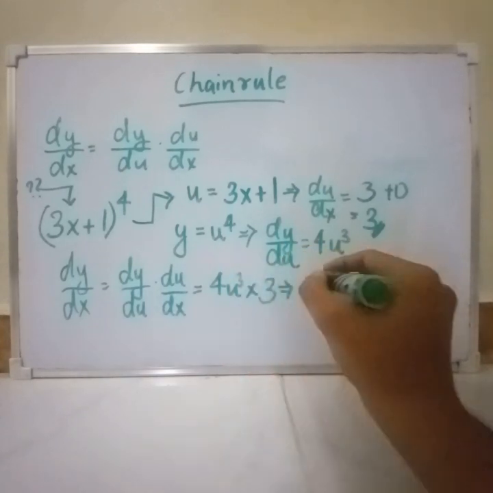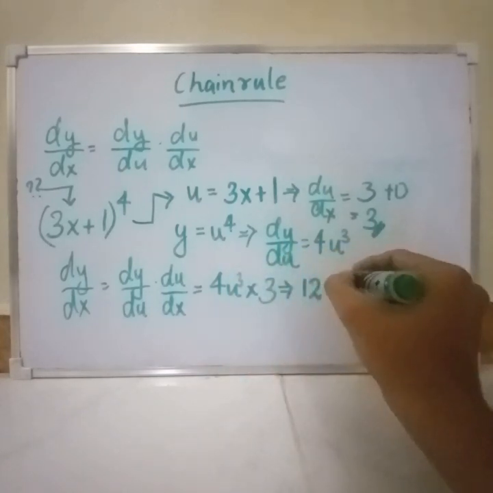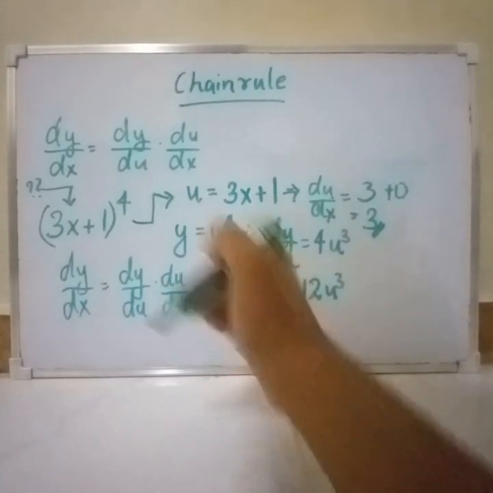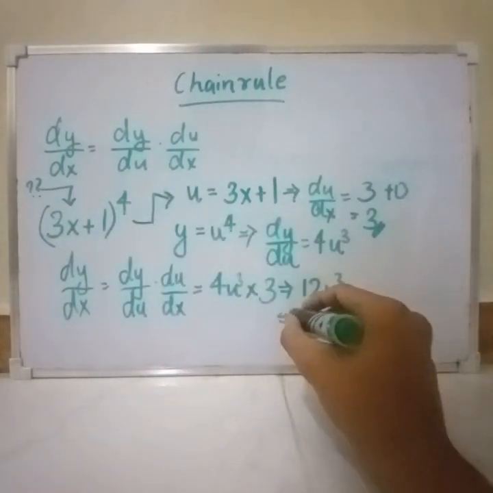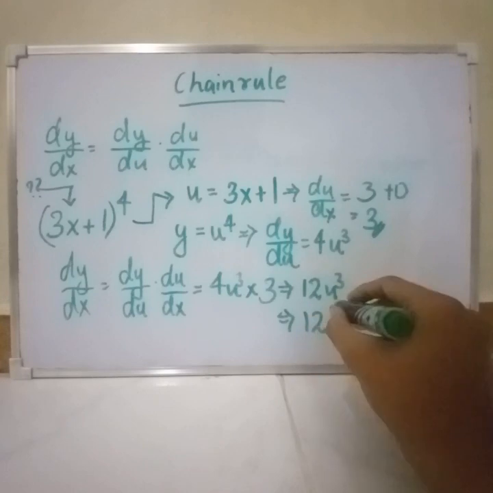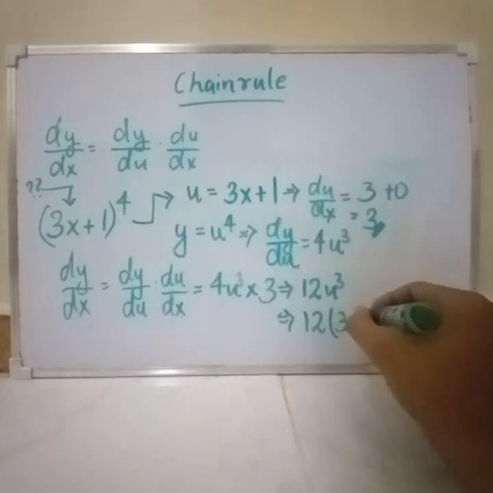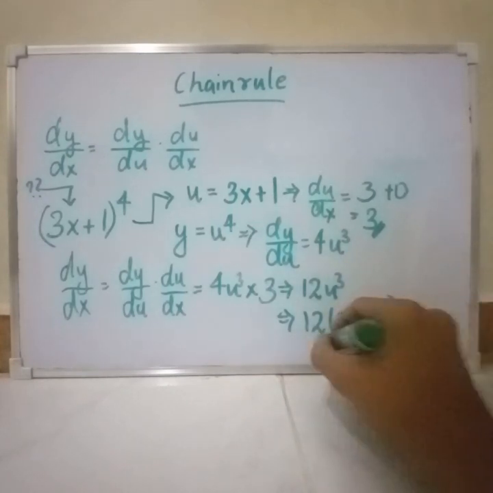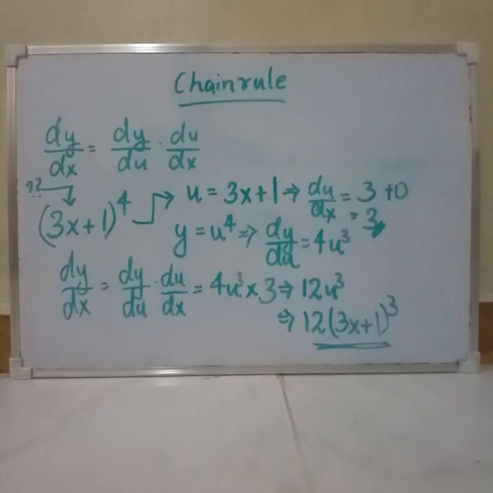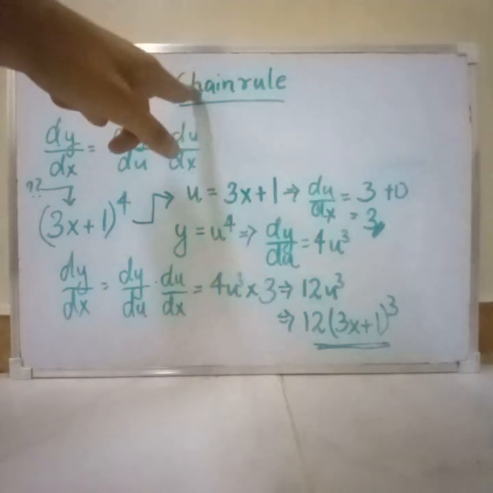Then instead of u, we should replace it by the real function. So it will be 12. Then instead of u, what is our u here? 3x plus 1, raised to 3. So this is the final answer which we need. So this way we can apply the chain rule.